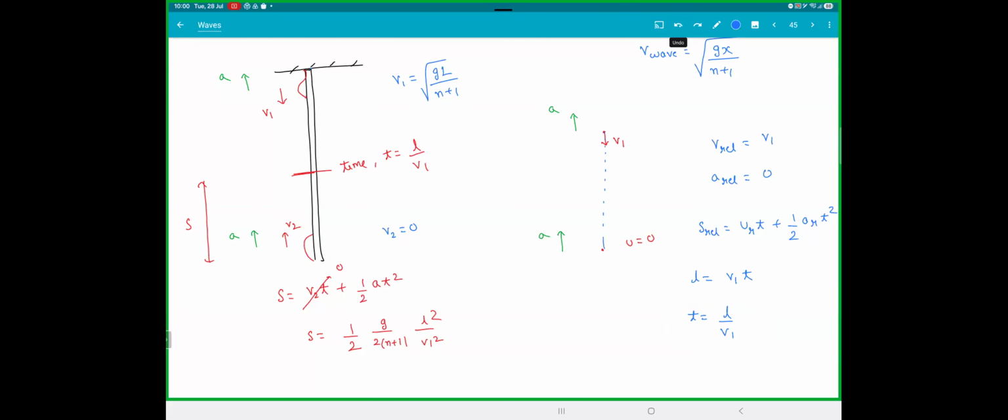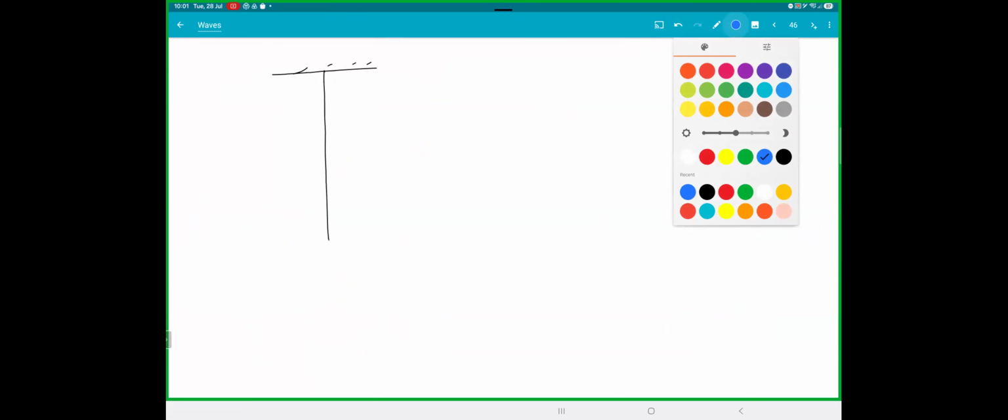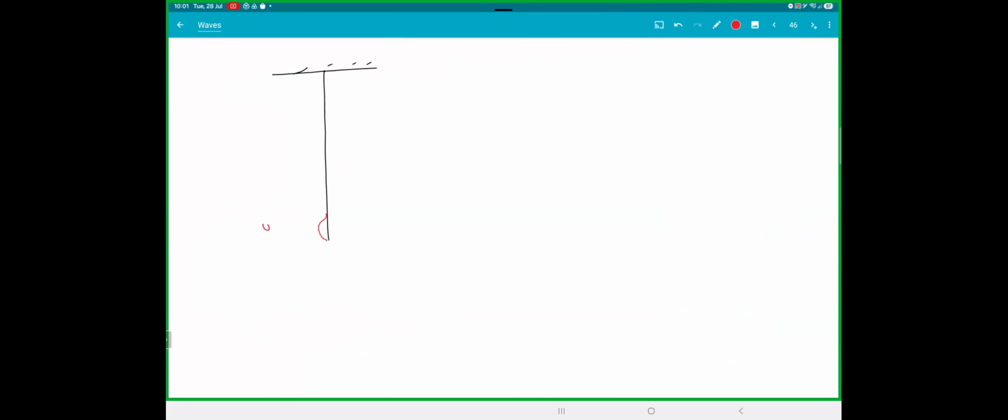Clear with that? So maybe I can do it in the next page if you guys want. That looks confusing. So we got the time. So this is the time when they're meeting. So now again, if you come back to the ground frame, this pulse has initial speed 0 and acceleration A. So they will meet somewhere here. So S is equal to half AT square.